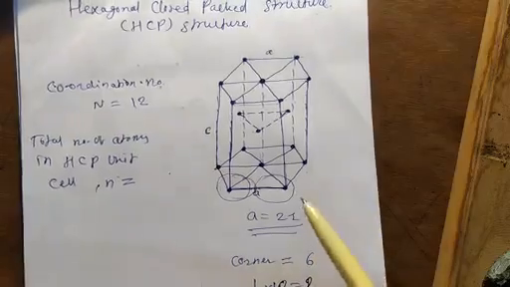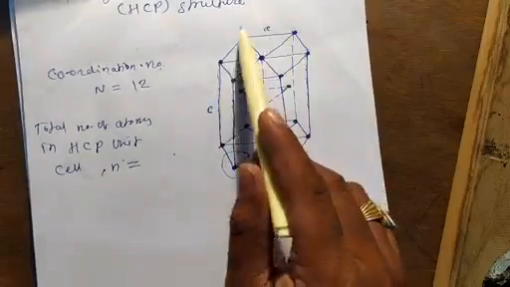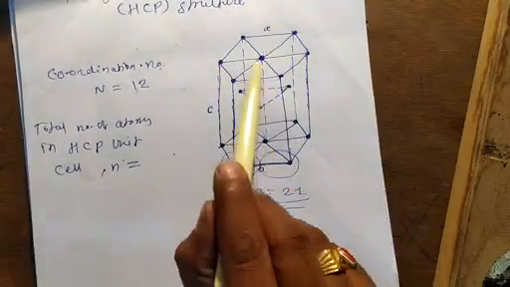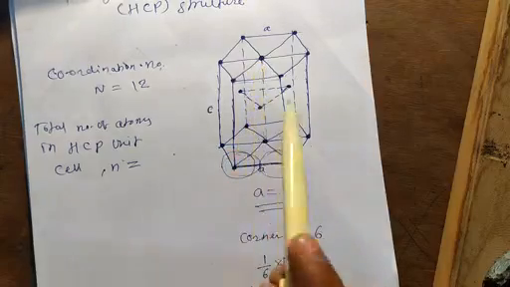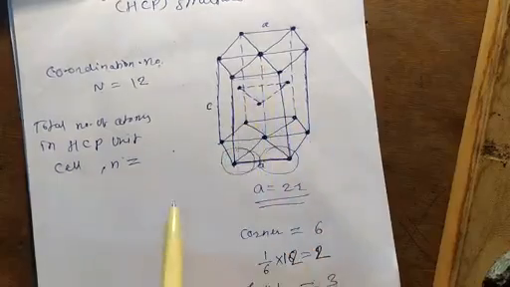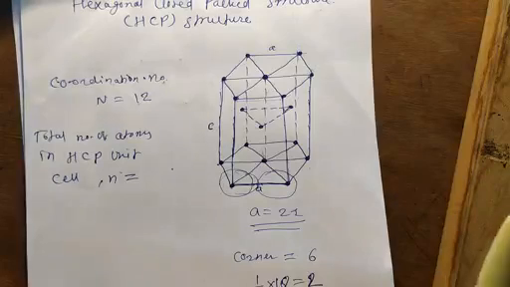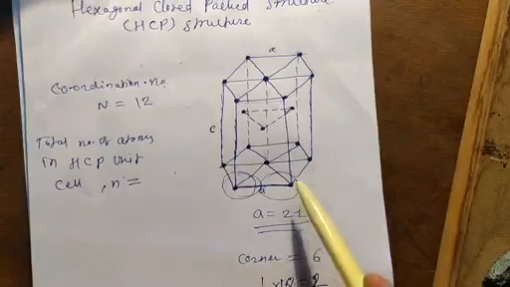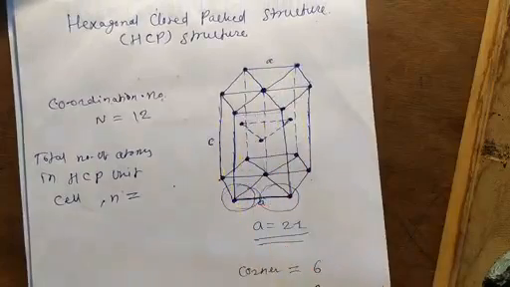The unit cell contains one atom at each corner, one atom at the center of the faces, and three more atoms within the body. As we have seen in the simple cubic, body centered cubic, and FCC structures, we have seen all the unit cells of those structures. Now this represents the unit cell of the hexagonal close packed structure.